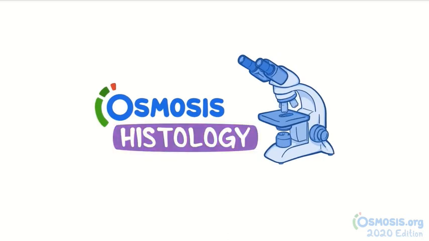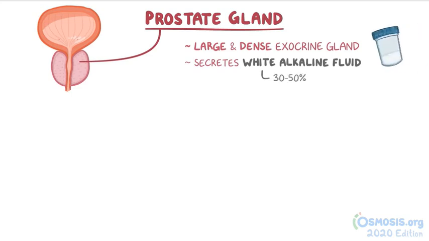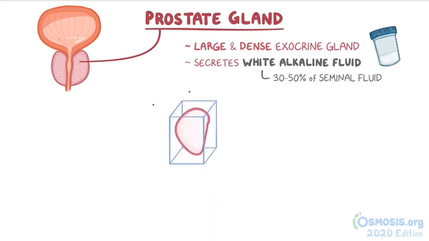Now, let's get a closer look. The prostate gland is a large and dense exocrine gland that's responsible for secreting a white alkaline fluid that makes up about 30 to 50% of the seminal fluid volume. It's the largest accessory sex gland in the male reproductive system, measuring approximately 3 centimeters in length and width, with a height of 5 centimeters.